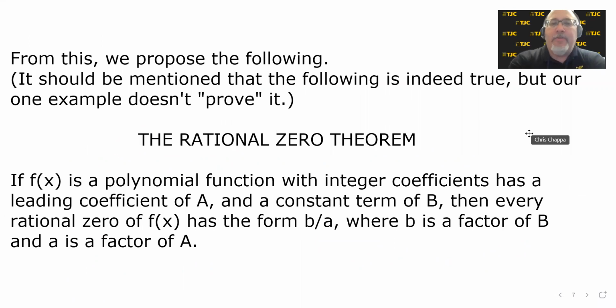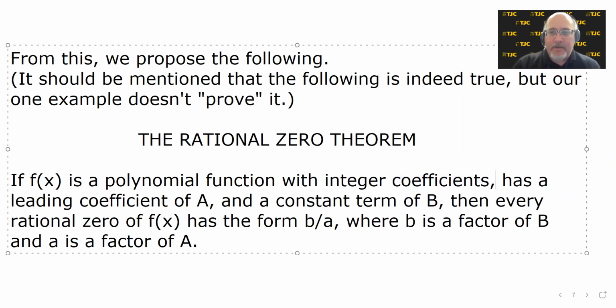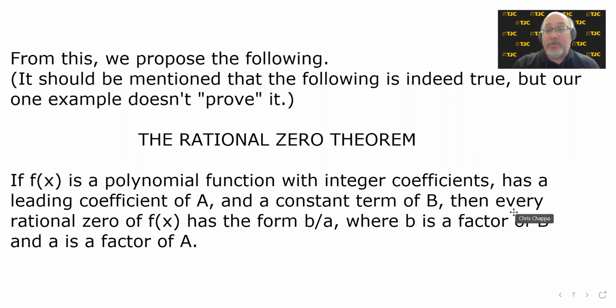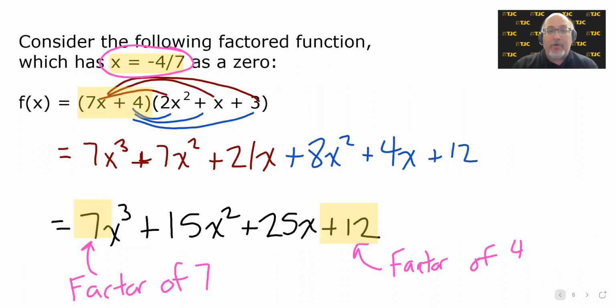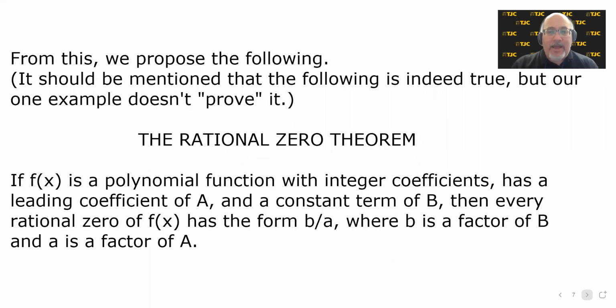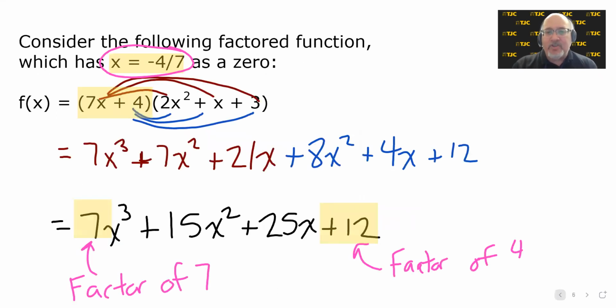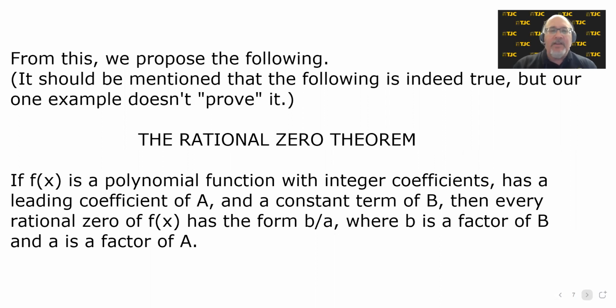If f of x is a polynomial function with integer coefficients, and I'll note the grammar is bad here, there's supposed to be a comma there, that has a leading coefficient of a, which I'm calling capital A. In this problem, the capital A is the 7 in front. And a constant term of b, the constant term is the term without any x's. In this case, our b is 12. Then every rational zero of f of x has the form little b over little a, where little b is a factor of big B and little a is a factor of big A.